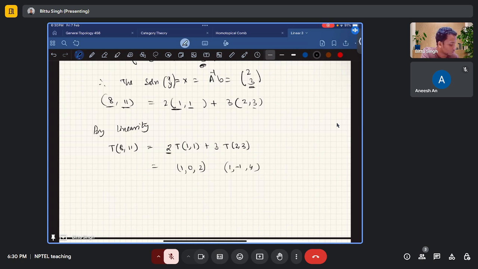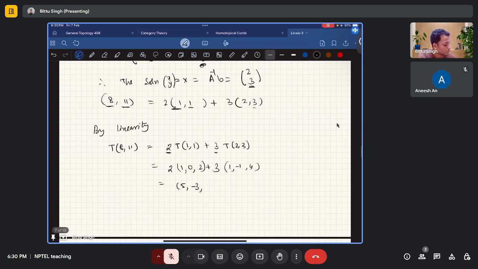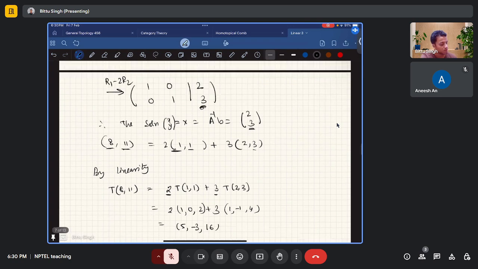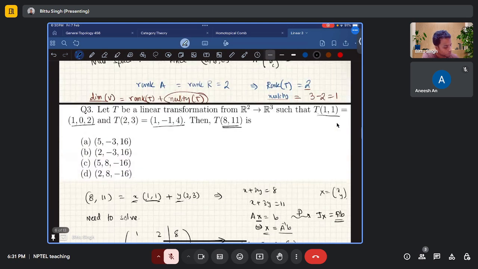But there is coefficient 2 here, and here the coefficient is 3. So this is the same as 2 plus 3, which is 5, 0 minus 3 is minus 3, 4 plus 12 is 16. So the answer should be 5 minus 3, 16. So the answer is A.